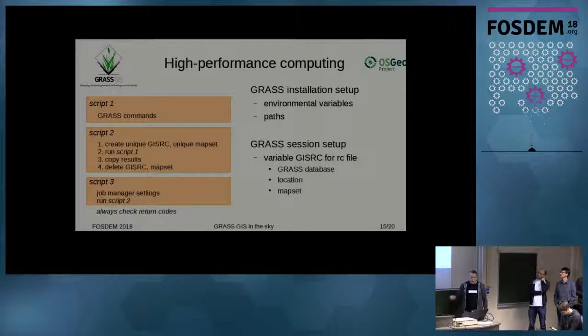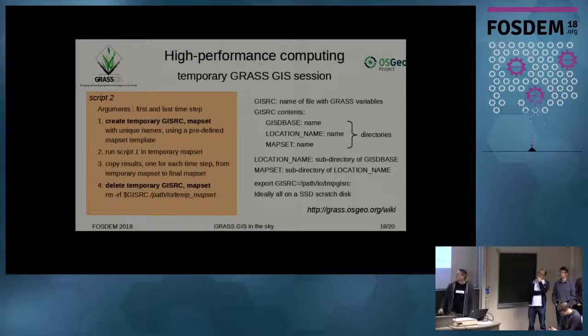The GRASS session is divided into two components. First, we have to set up the GRASS installation, some environment variables, and also paths, like where the GRASS libraries and the GRASS executables are, and so on. This is all done automatically on import. And then the actual session, which means we have to define where the spatial data are located. A little bit more on the inner workings, but I won't go into too much detail. We have a special file called GRASSRC with the settings of the GRASS session.